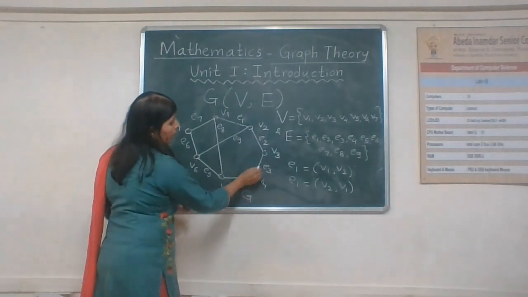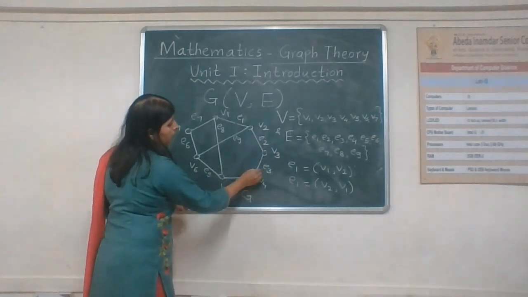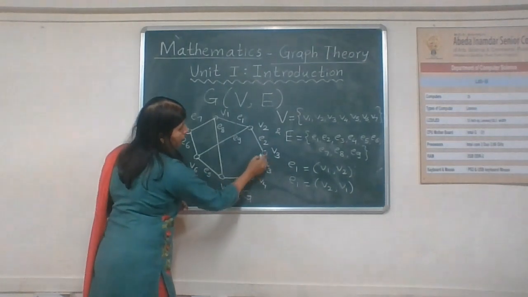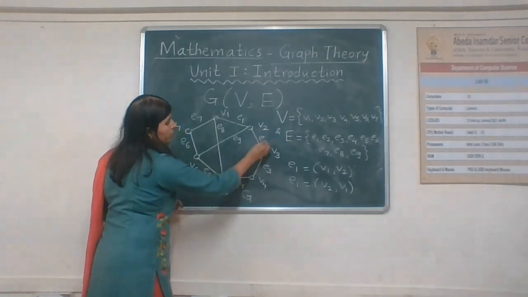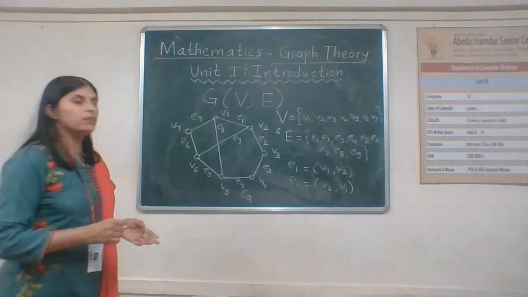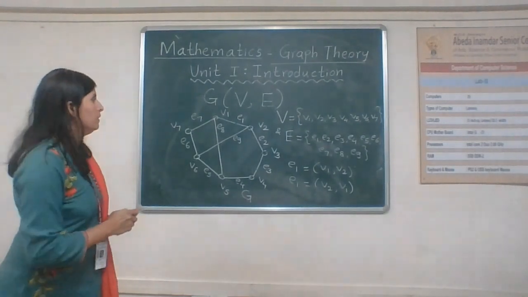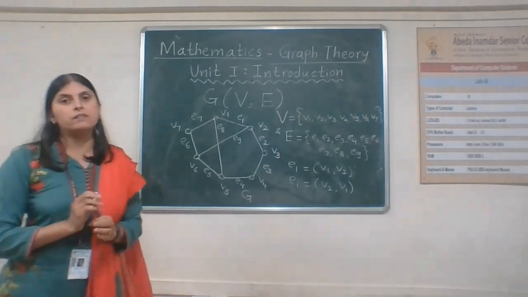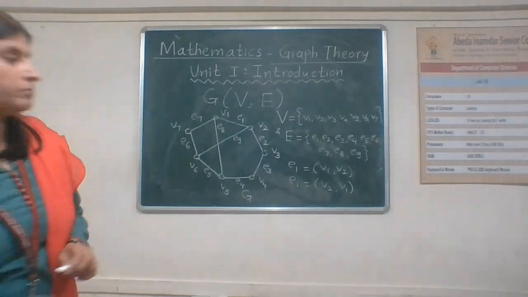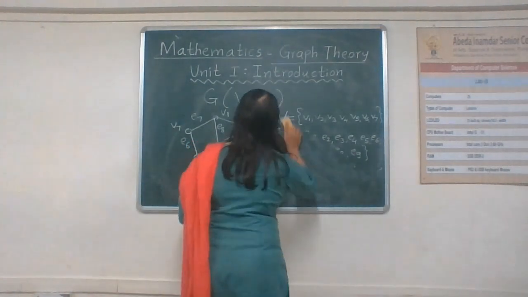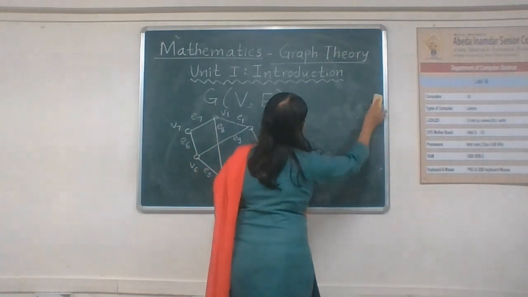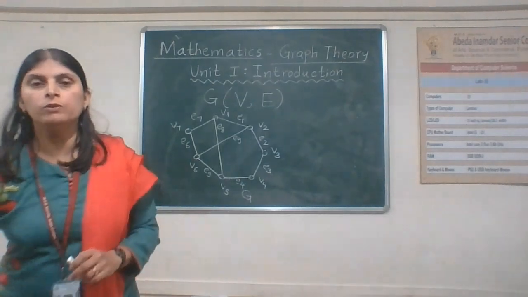See here E2 and E3. Now E2 and E3, one of the end vertices V3 is common. So E2 and E3 are adjacent edges. Now see the next concept. The next concept is loop and parallel edges.